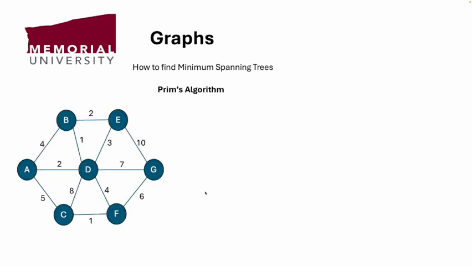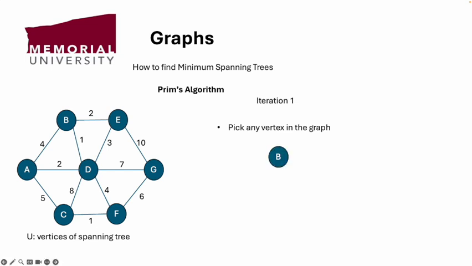Okay, let's look at this example. The same example, but we have a different weight for each of the edges. Let's set up the set U to store the vertices of the spanning tree. We have iteration one. Pick any vertex in the graph, for example, we pick B. Now we can directly add B into this set.